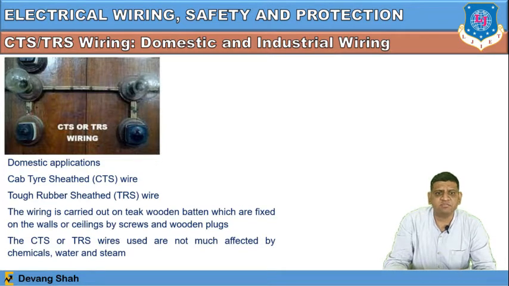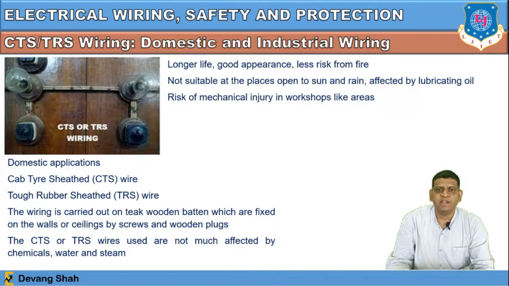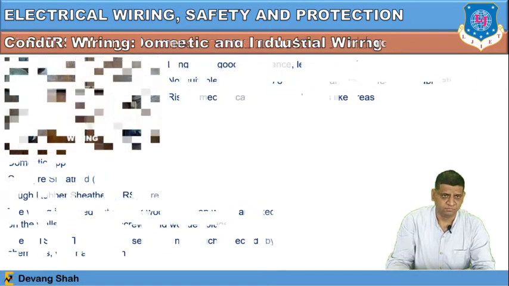The CTS and TRS wires used are not much affected by chemicals, water or steam, right? So there are certain advantages of CTS and TRS wiring like longer life, good appearance, less risk of fire. But it is not suitable at places open to sun and rain, right? It is affected by lubricants and oil, and there is risk of mechanical injury in works areas, right? So in those kinds of areas we cannot use this kind of wiring.